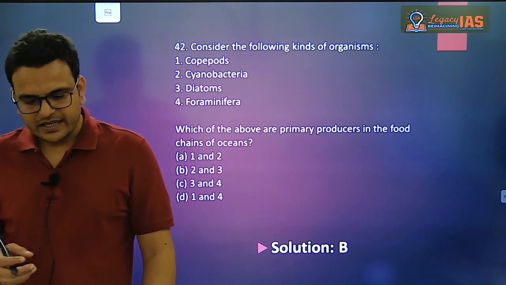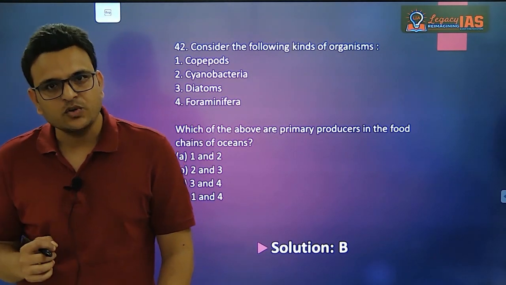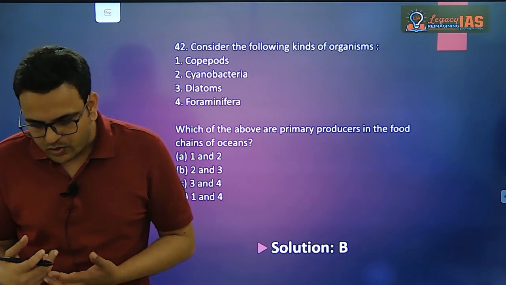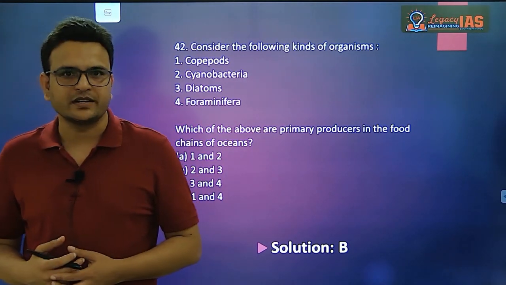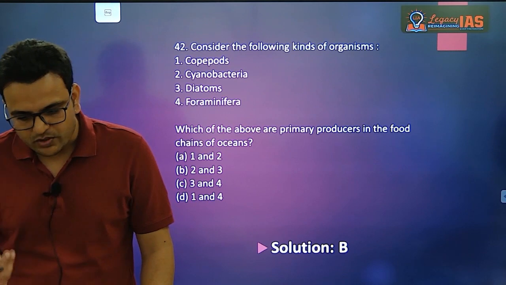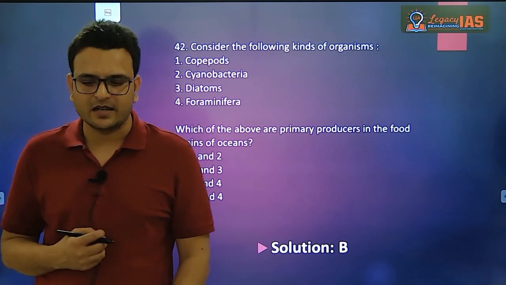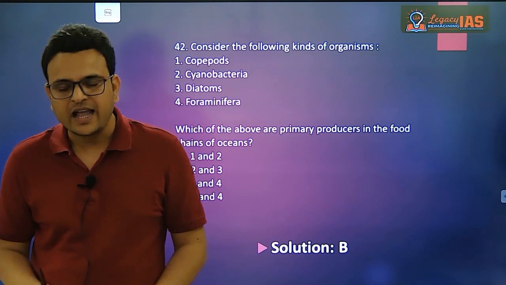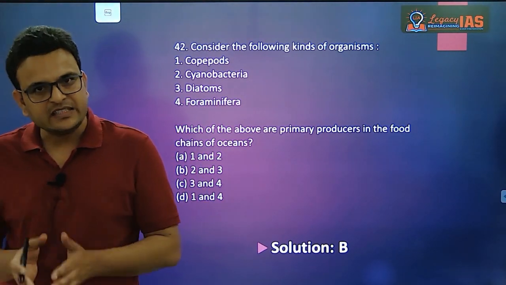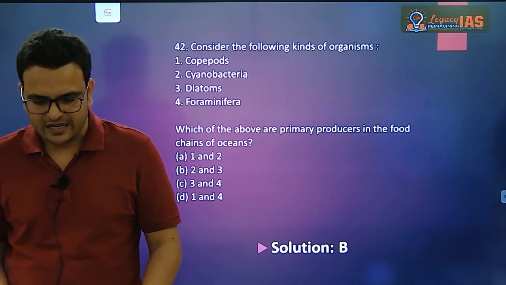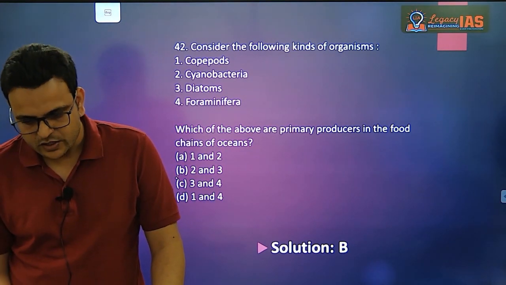Now this particular question is very basic and it is directly mentioned in our NCERT also. What is the primary producer in the food chain of the ocean? When we talk about primary producers, it means the producers which generate biomass for the first time, that are cyanobacteria and the diatom. It is a very basic question, and it is mentioned in the basic reference book. Then the answer is B, 2 and 3.